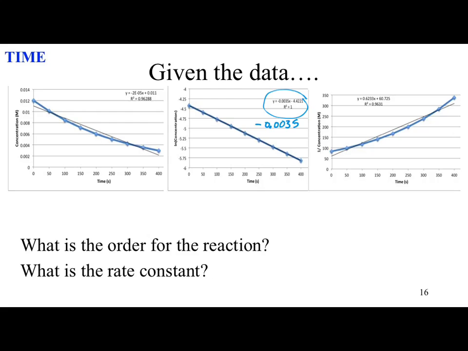What is the rate constant? Careful. Go back to your equation, which in theory you have written down. The slope in our equation was equal to negative k. What's our rate constant? Positive 0.0035.